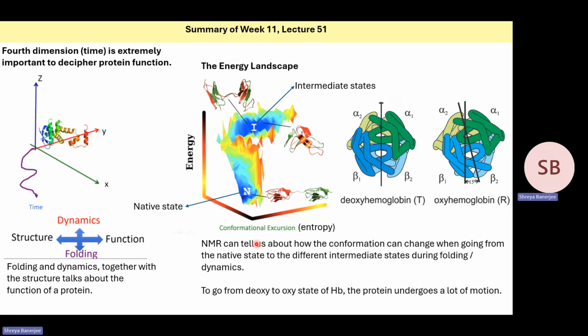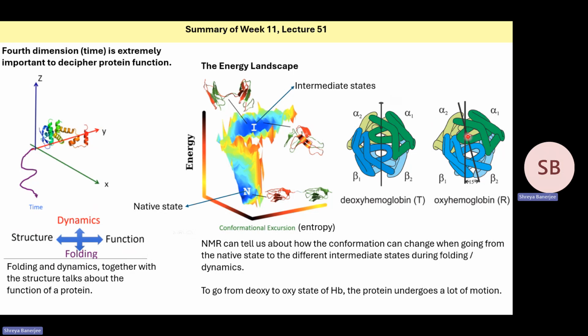Now, NMR can tell us how the conformation can change when going from the native state to the different intermediate states during the folding process or during the dynamic movement of the protein. An example is given here. This is deoxyhemoglobin, where it is not bound to oxygen, and on the right is oxyhemoglobin, where it is bound to oxygen.